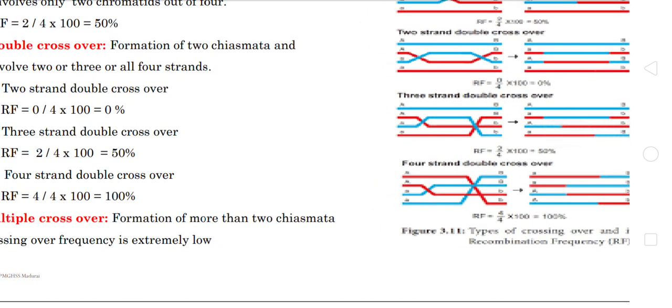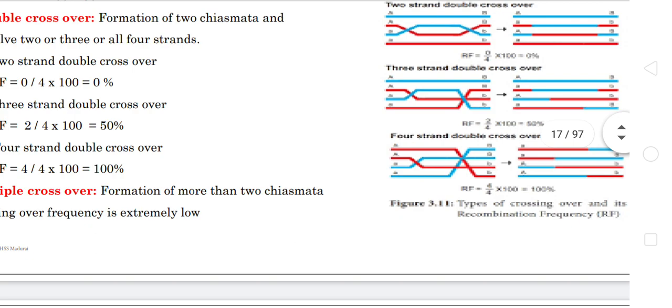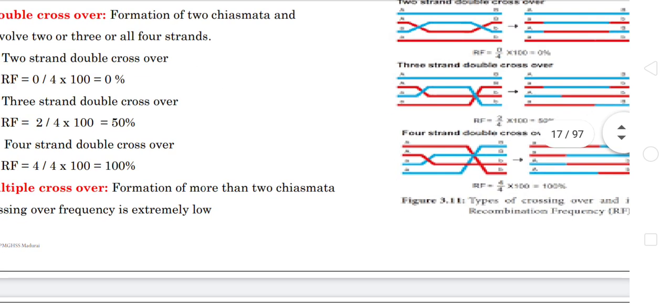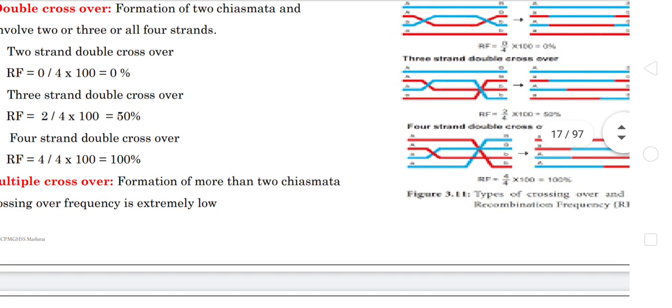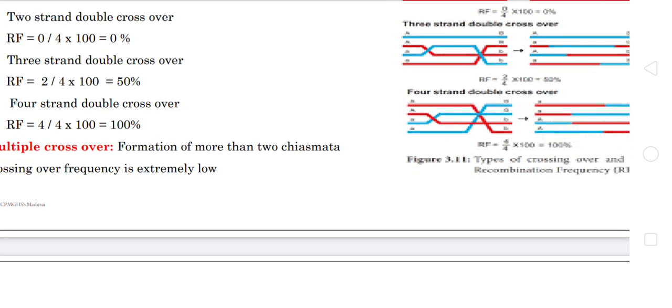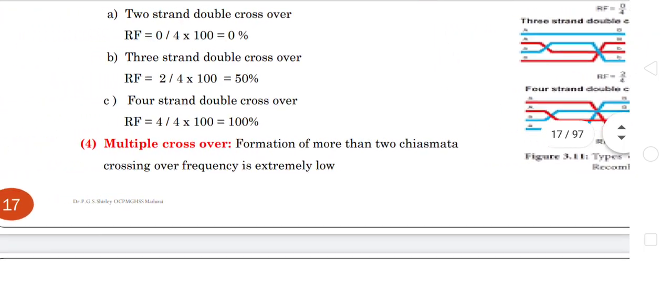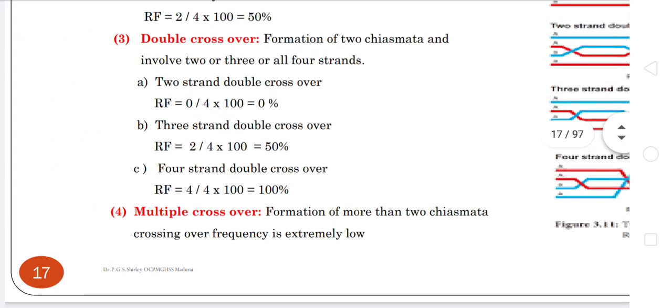Whereas in 3 strand double crossing over, chiasmata we can see in 3 regions. In the center 2 parts and the down location also 1. As a result crossing over occurs at 3 locations, so we call it 3 strand crossing over. As a result we get 2 recombinants. So the percentage is 50. And 4 strand double crossing over means crossing over occurs at 4 places. As a result we get 4 recombinants. So 4 by 4 into 100 is equal to 100 percent. So these are the double crossovers.